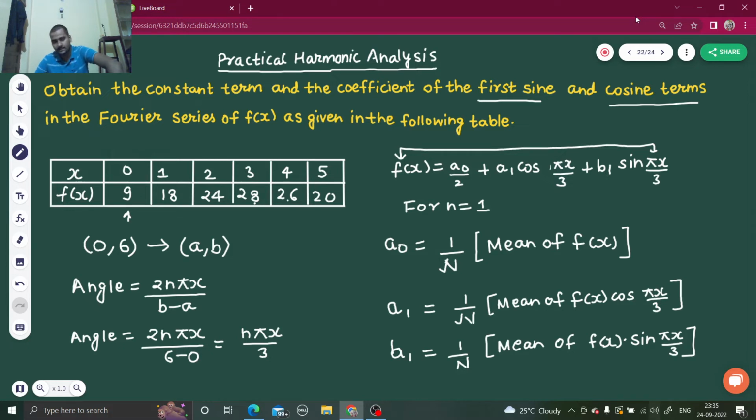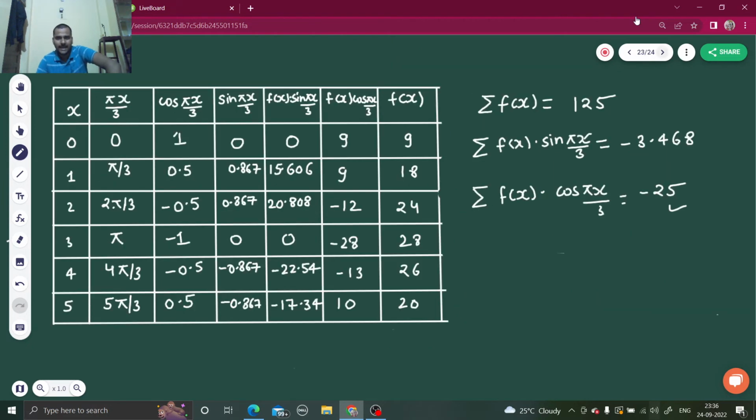If they had asked till the second harmonic, then we would have found a2 also, which was 1 by n mean of fx cos 2 pi x by 3, because there again n was 2. Then b2, mean of fx sine 2 pi x by 3 would have been there, and the table would have been longer in that case, because we would have found cos 2 pi x by 3, sine 2 pi x by 3, and fx sine 2 pi x by 3, fx cos 2 pi x by 3. So three more columns would have been added in that particular case.